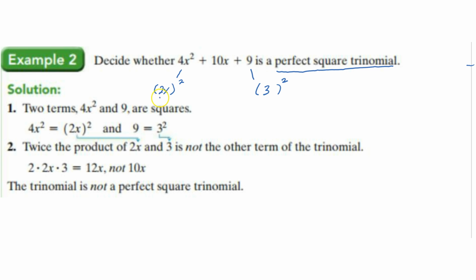Now we just have to multiply the 2x and the 3 times 2. 2 times 2x times 3. And we have to check: does it equal 10x? If so, then it's a perfect square trinomial. 2 times 2x is 4x, times 3 is 12x. So it does not equal the middle term. So it is not a perfect square trinomial.